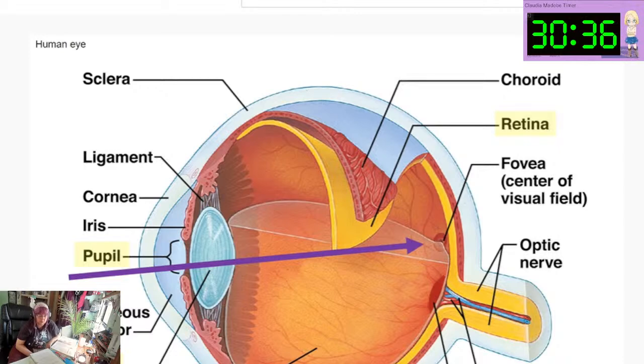So really, the first step of visual perception, reception, doesn't occur until the light reaches the retina. All the other eye structures are really just helping get light from our environment focused onto the retina, onto the photoreceptors. And that's similar to what we saw with the ear. All the other ear structures help to get sound wave vibrations to the organ of Corti, to the hair cells.